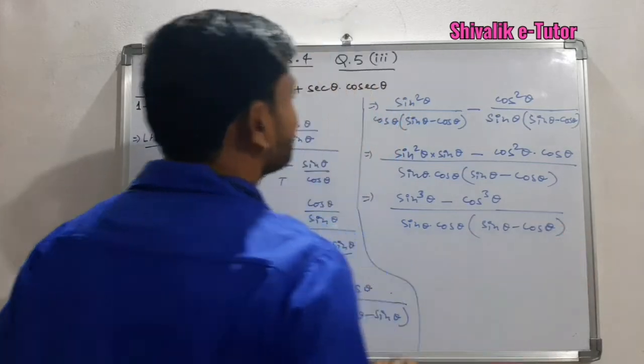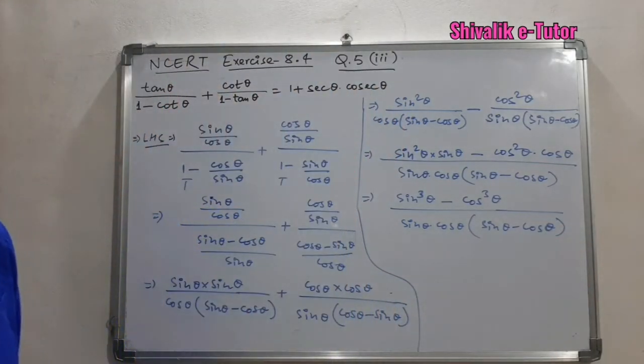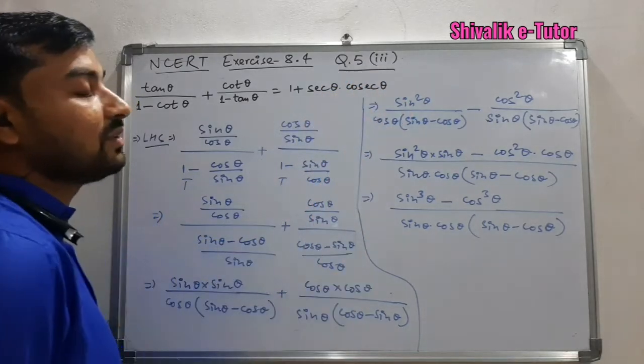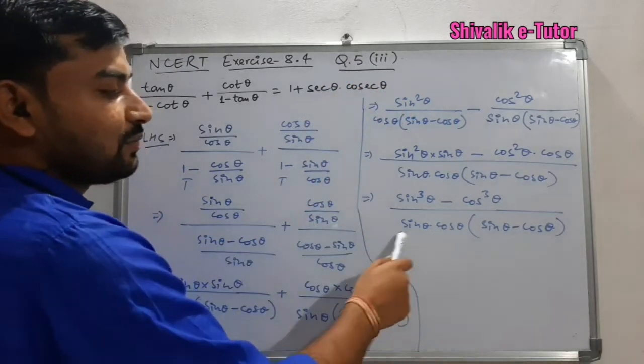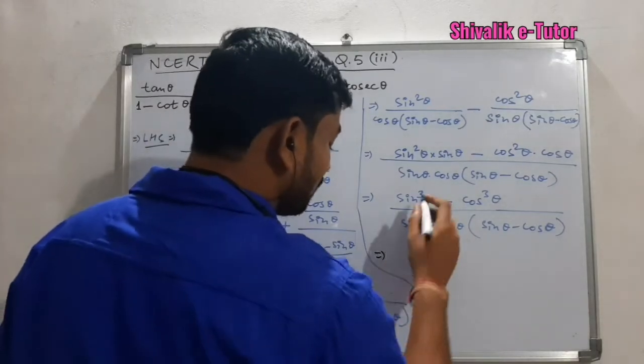Now look at the RHS. It is 1 plus sec theta plus cosec theta, which is nothing but 1 plus 1 upon cos theta and 1 upon sin theta. So that we are getting from here. So this we don't have to touch here. And now look at the numerator.